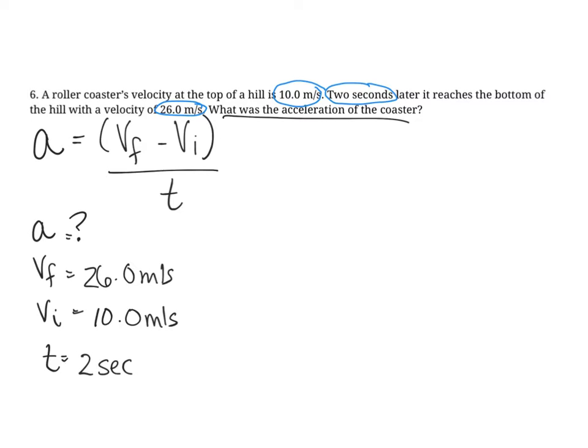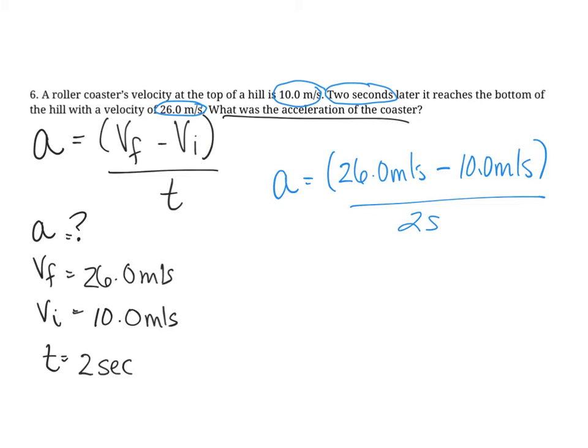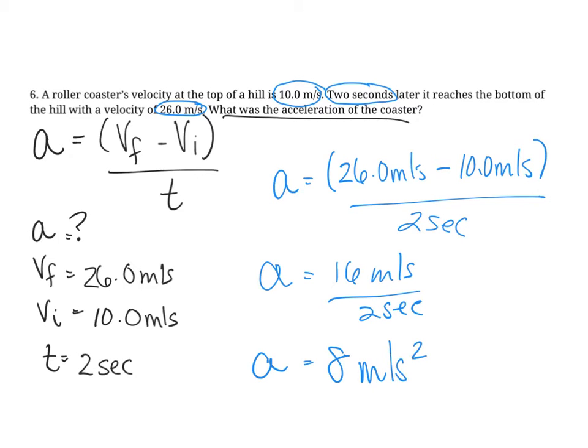Now I'm going to go ahead and plug this information into my equation. So acceleration is equal to V final, which is 26.0 meters per second. Notice I keep a unit on everything. Minus my initial velocity, which is 10 meters per second, all over my time, which is 2 seconds. So 26 minus 10, of course, is 16 meters per second over 2 seconds. And then 16 divided by 2 is 8 meters per second squared.